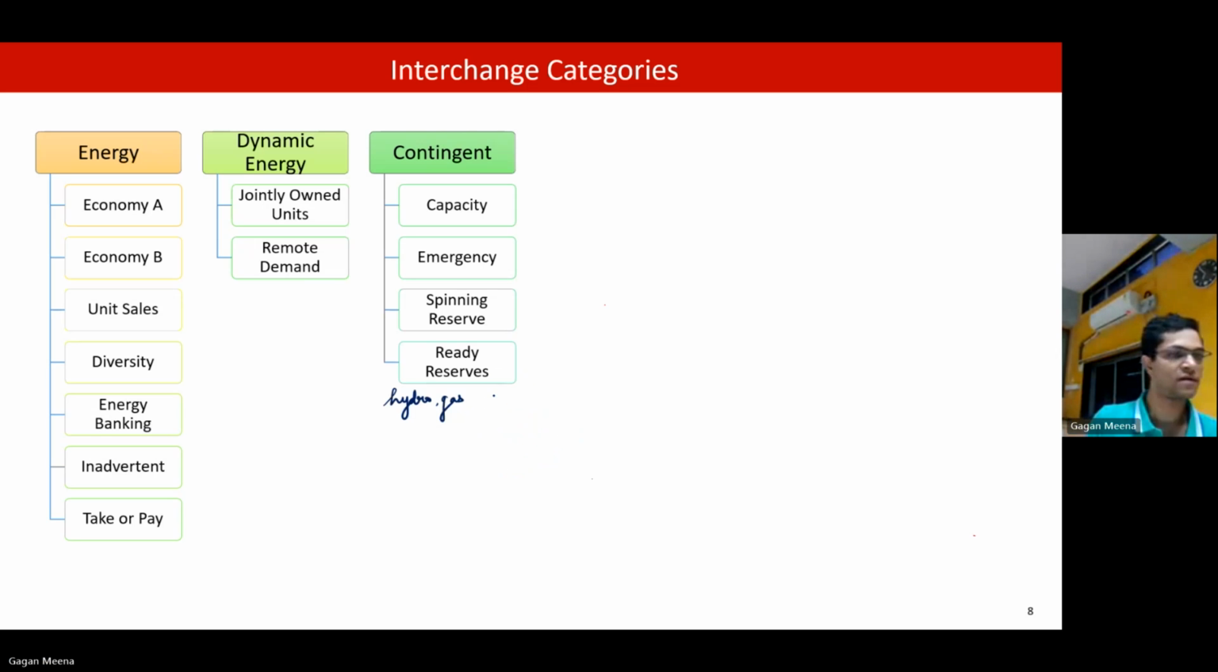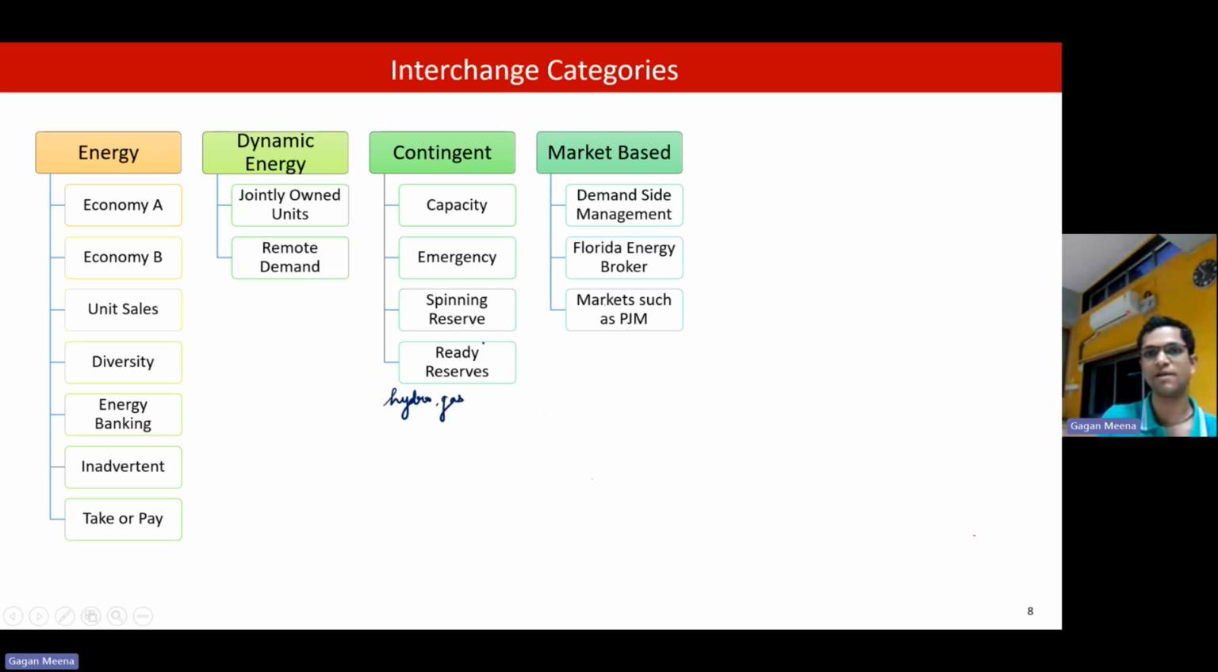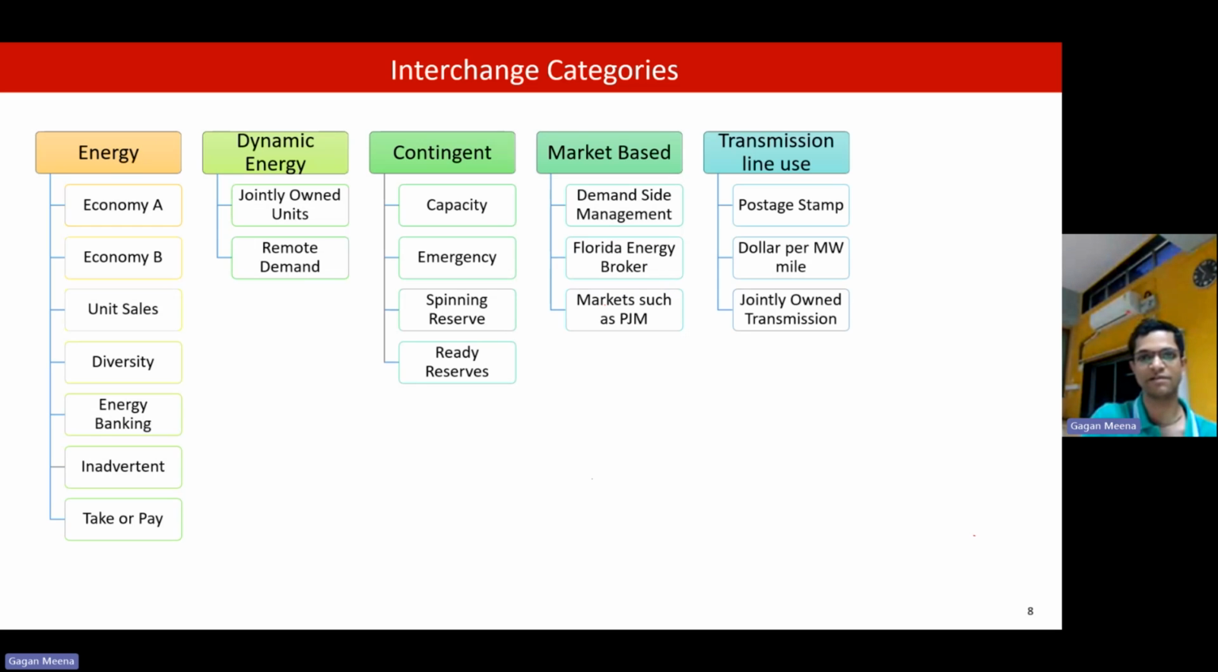Then the next category is market-based transactions. In this case, we have the category of demand side management, part of demand response, then energy brokers and markets such as PJM. These two we will discuss in the subsequent slides. The next category is transmission line usage. This also we will discuss in the next slide.